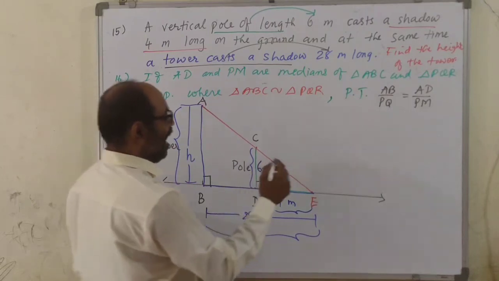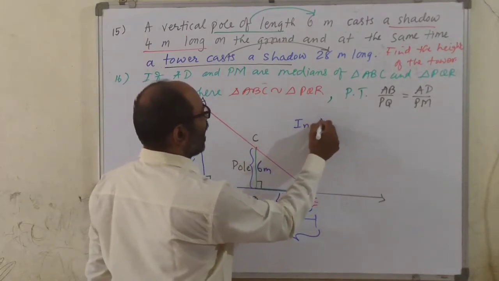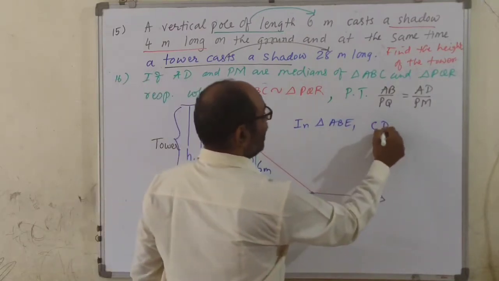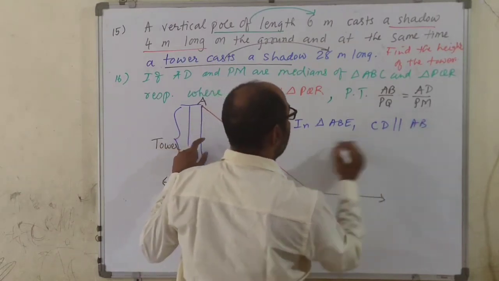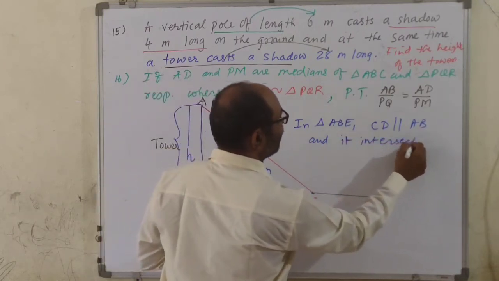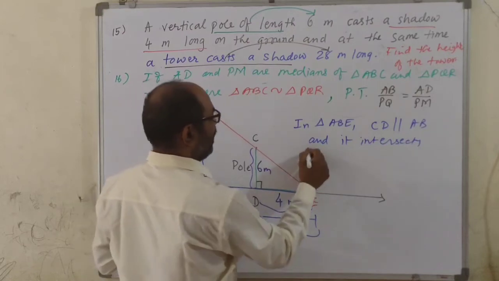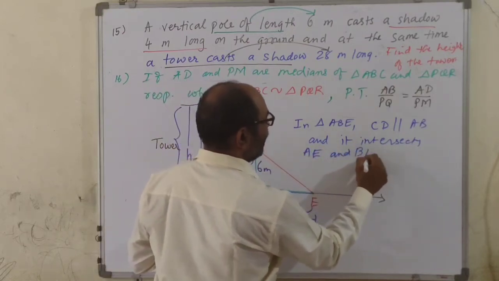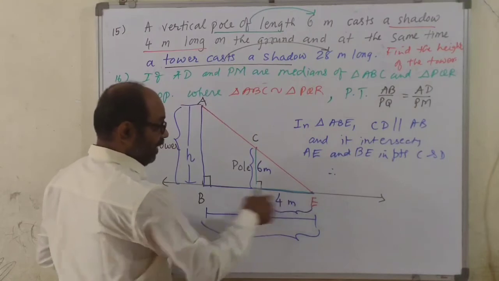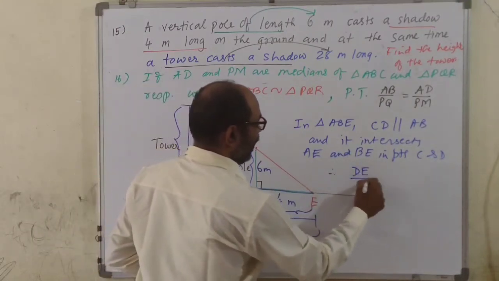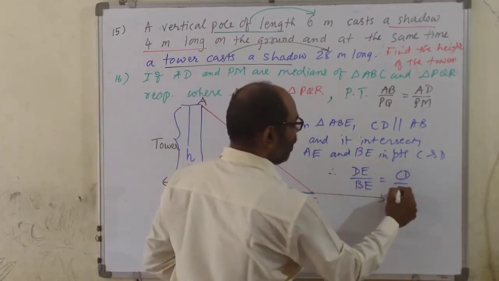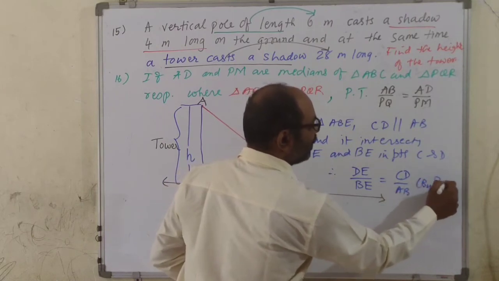But I'm going to use this. I'll write, in triangle ABE, CD is parallel to AB and it intersects AE and BE in points C and D. Therefore, DE upon BE is equal to CD upon AB. You may say by result, ye result hai.